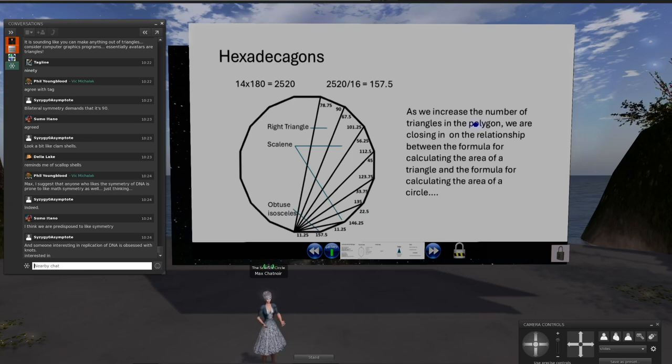Here's one more. Come on, you clear up. Okay. So this is the hexadecagon. So it's got 16 sides. And as we increase the number of the triangles in the polygon, we're sort of creeping up on 180 degrees, which is getting us closer and closer and closer to a circle. And as you know, you can calculate the area of the circle by modifying the formula for calculating the area of a triangle. Maybe we'll talk about that more in a little while, but I'm just warning you that may be coming up.